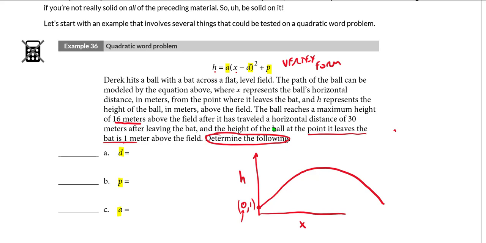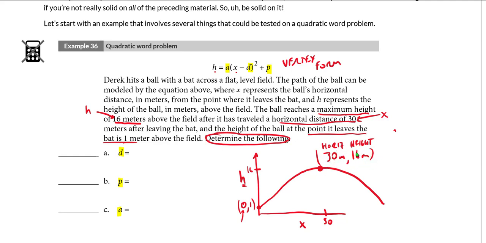height of 16 meters after it has traveled a horizontal distance of 30 meters. Remember, horizontal distances are an x value, and vertical distances are an h value. So the maximum point, the maximum height, is going to be (30, 16). This is the horizontal distance, and this is the height. So when the ball is 30 meters horizontally from where it left the bat, that ball is also 16 meters above the ground. Well, folks, that is our vertex.